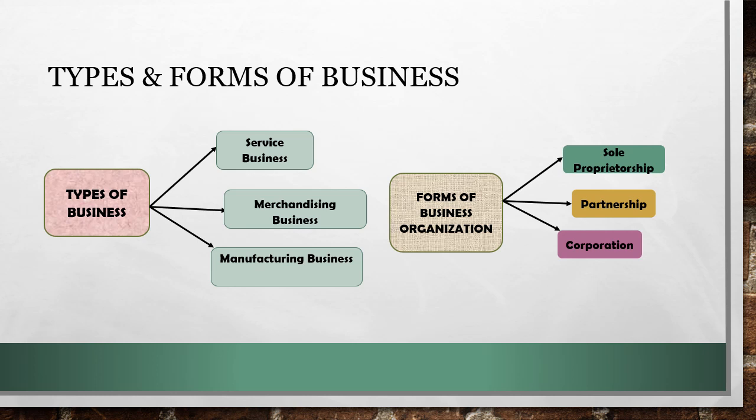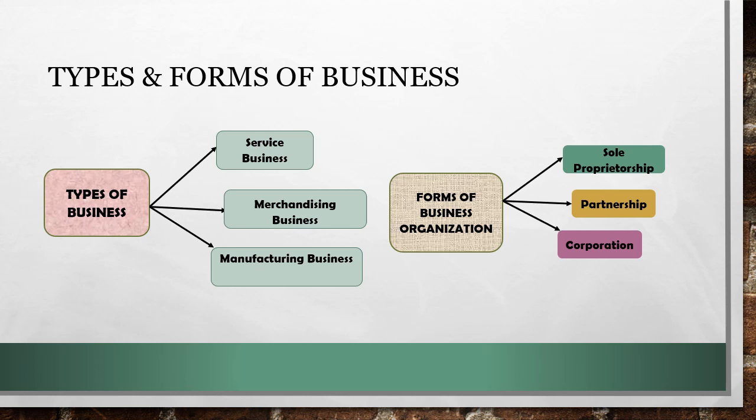The next type of business is the merchandising business. This type of business entity is in the form of buy and sell. A trading or a merchandising enterprise buys ready-to-use products such as appliances, motor vehicles, toys, clothing, apparels. It then sells these products to end consumers at higher prices. So, yun yung form na tinatawag natin, buy and then sell.